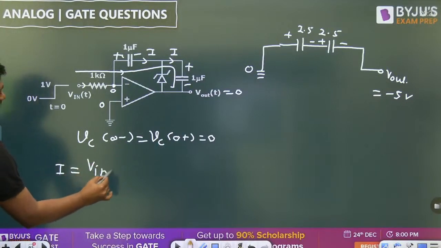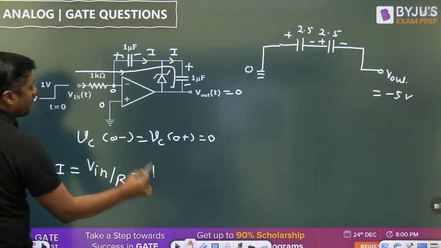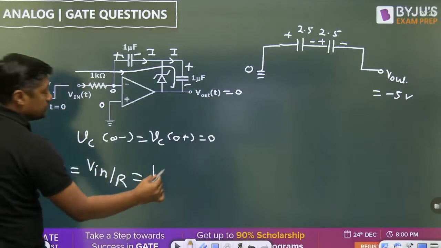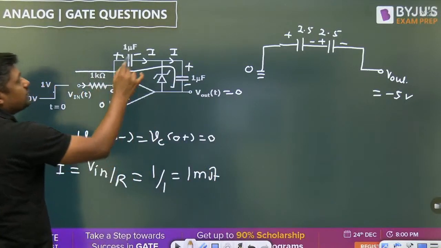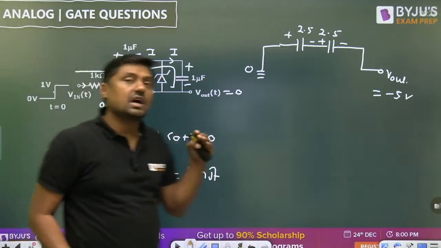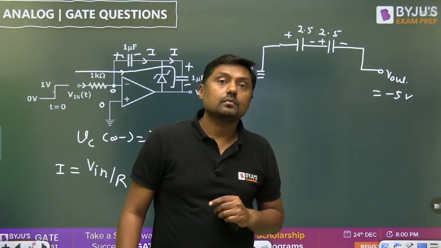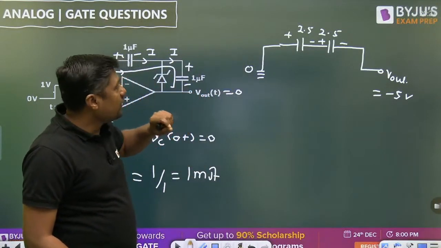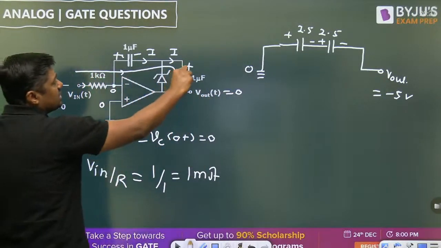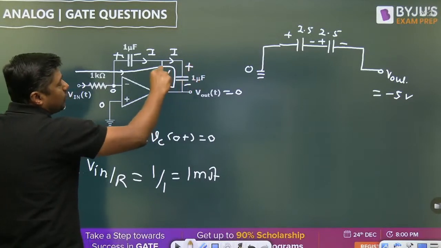V in by R. V in is 1 volt and R is what? 1 kilo ohm. That is nothing but 1 milliampere. This is the constant current that will pass through this, and that's why there is a linear charging of the capacitor. Second thing, that is the minus 5 volt. But once this capacitor reaches up to what? 2.5 volt. What about the Zener diode?